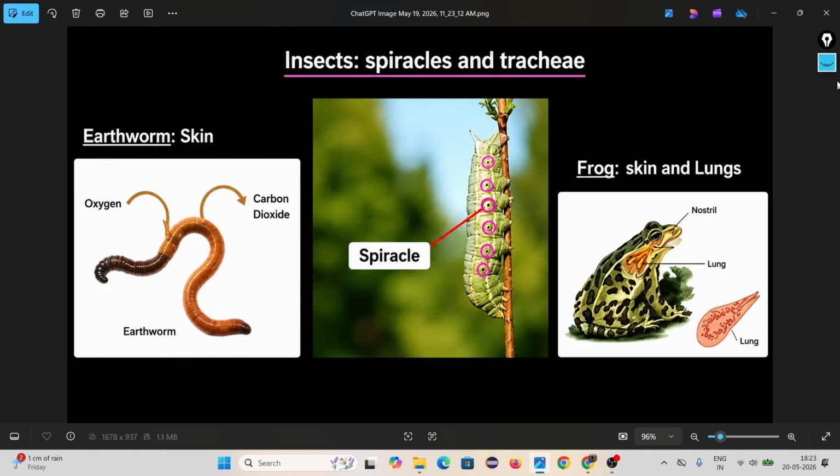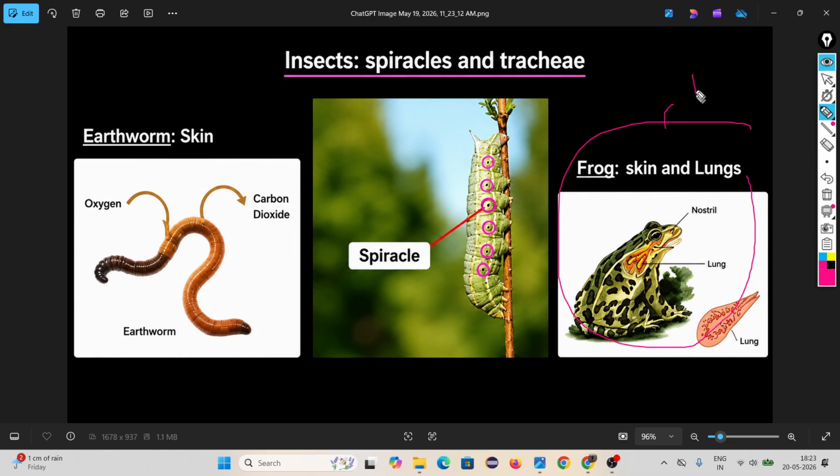Then we understand how respiration takes place in a frog. A frog lives in both water and land. Whenever the frog is on land, it performs respiration by lungs, but when it is in water, it performs by skin.